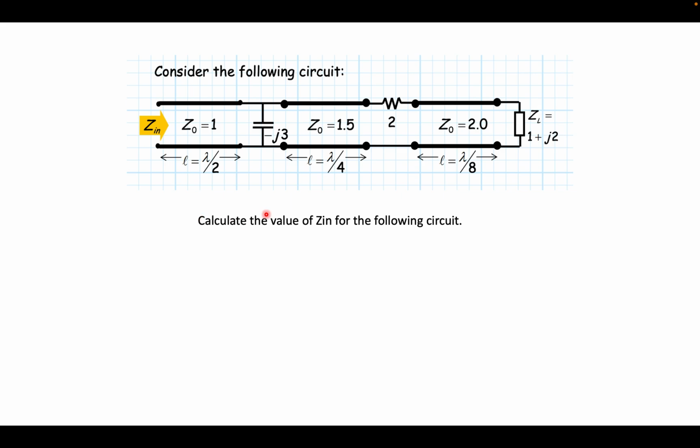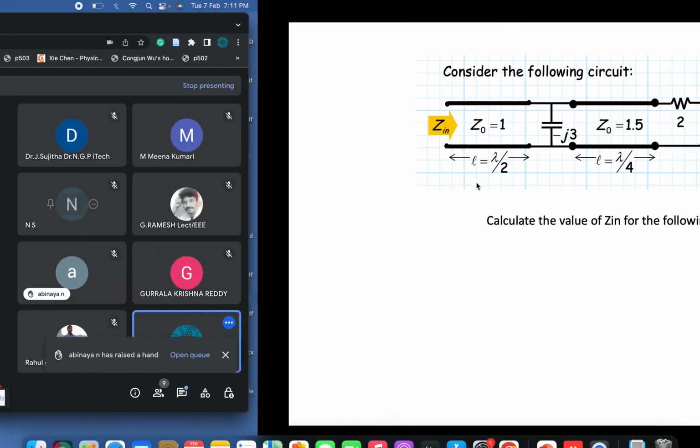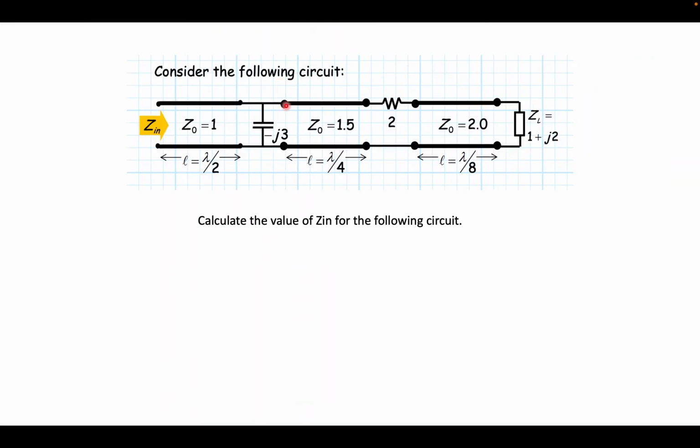So again I am giving you a hint. If I remove the whole of this network, then I think you can easily solve it, right? Because you know the formula, Z in equals Z naught times (Z L plus j Z naught tan beta l) over (Z naught plus j Z L tan beta l), and Z load will be just a capacitor, right? Then you can solve that. But here it's a complex circuit. How will you solve for the input impedance of this circuit?